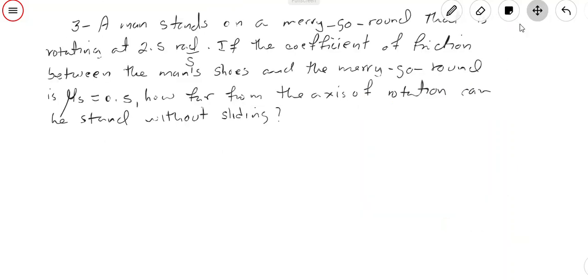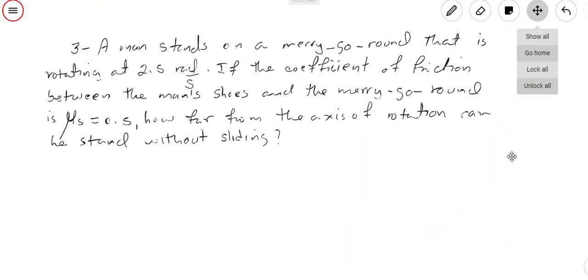Look at the next exercise. It says that a man stands on a merry-go-round that is rotating at 2.5 radians per second. If the coefficient of friction between the man's shoes and the merry-go-round is mu sub s equals 0.5, how far from the axis of rotation can he stand without sliding? It's a very interesting problem.